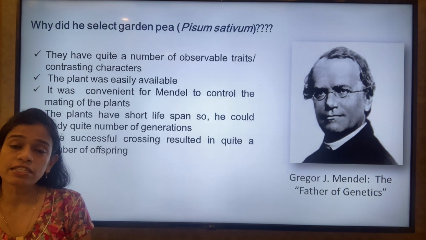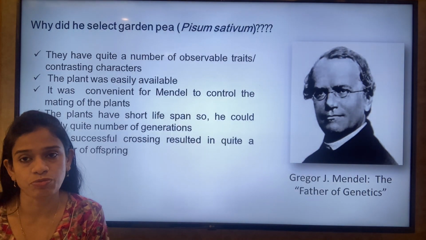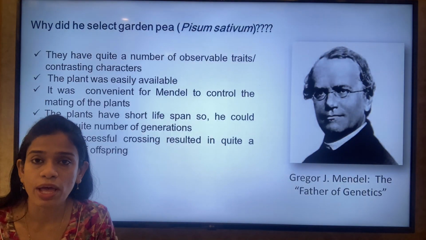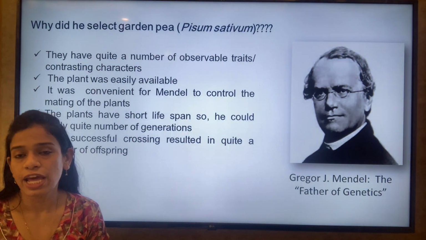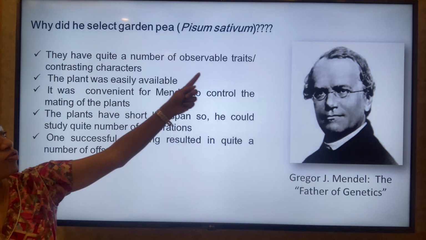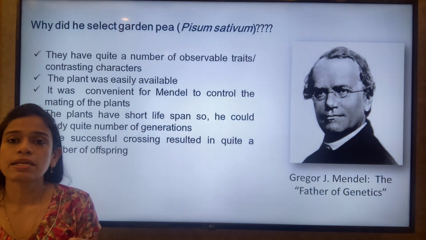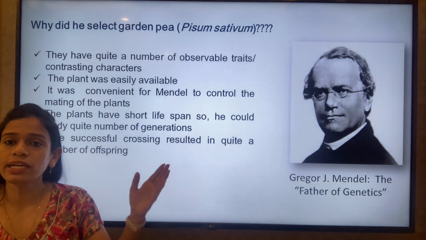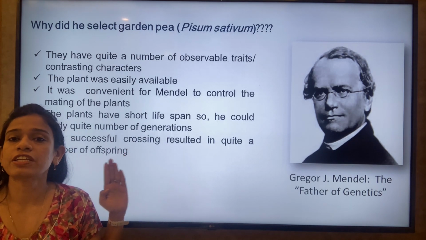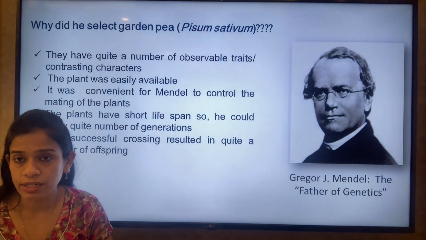So let's have a look at why he selected this particular plant for his experiment. There are so many other plants. He could have selected some other animals also, but still he went for this plant. Let's see why he did so. Because they have quite a number of observable contrasting characters. Contrasting characters means if it is tall, the plants are tall enough. If it is dwarf, the plants are actually quite dwarf.